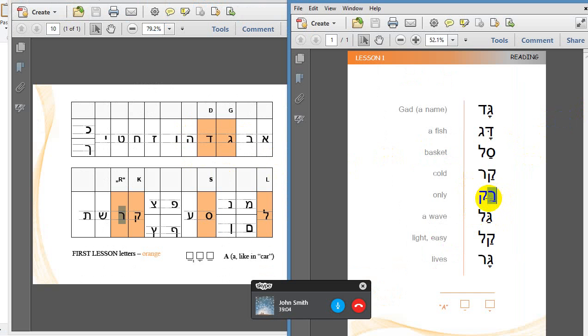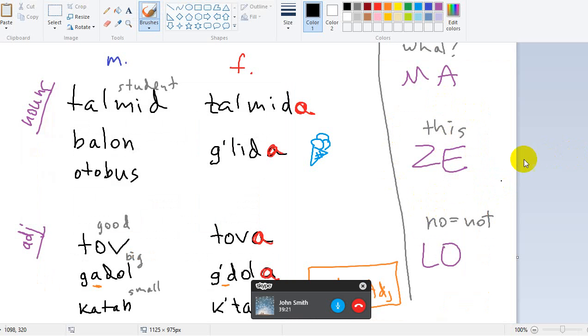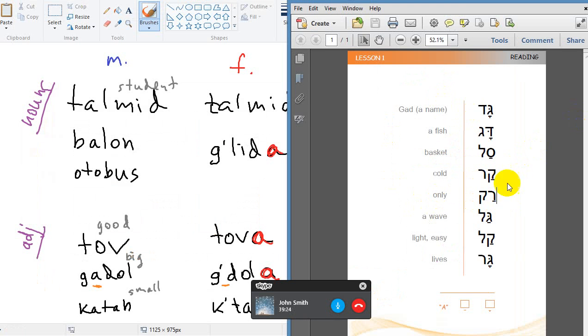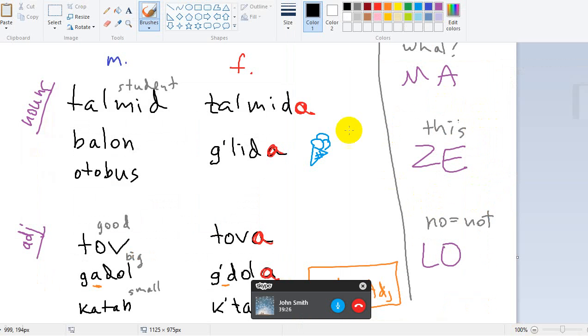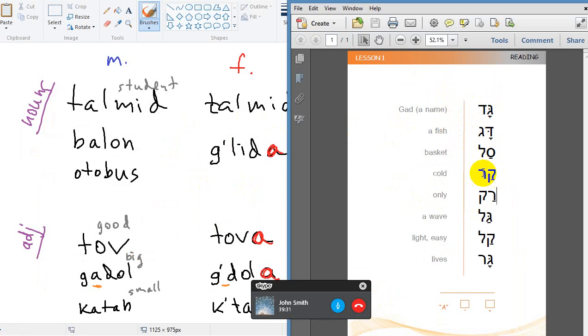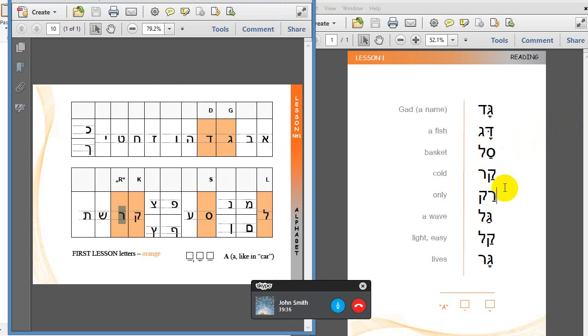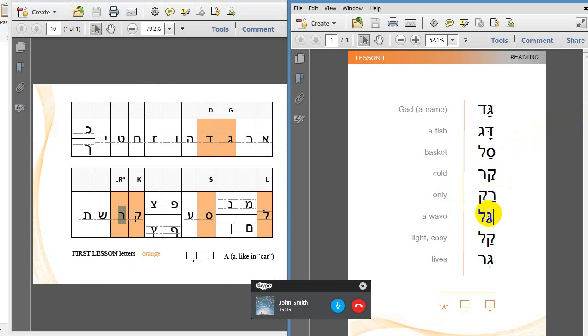Here's a very useful word. Only. R. Vowel underneath is A. Next letter is K. Rak. Only. How to say this is only a small ice cream? This is ze. Only, rak. Ice cream, glida. Cold, kar. It's feminine, so kara. Ze rak glida kara.